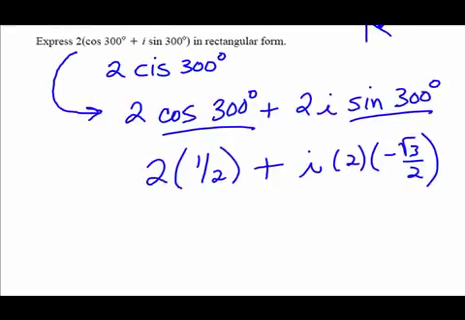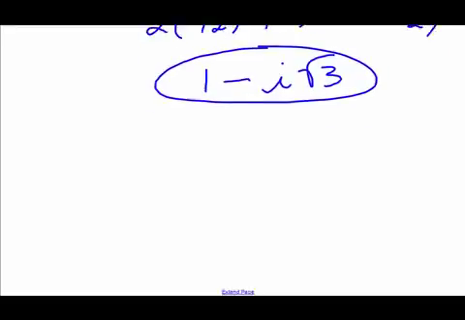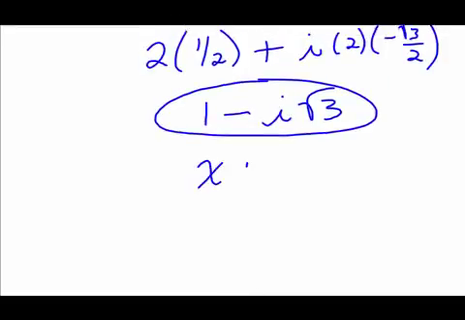And let's clean this up a little bit. 2 times 1/2 is 1. Over here we're going to end up with a negative value, so we can write this as minus. The 2's cancel out, and we're left with an i root 3. And right there, folks, you're back to rectangular form again. Here is your x plus yi, right? x is 1, and y would be negative square root of 3.